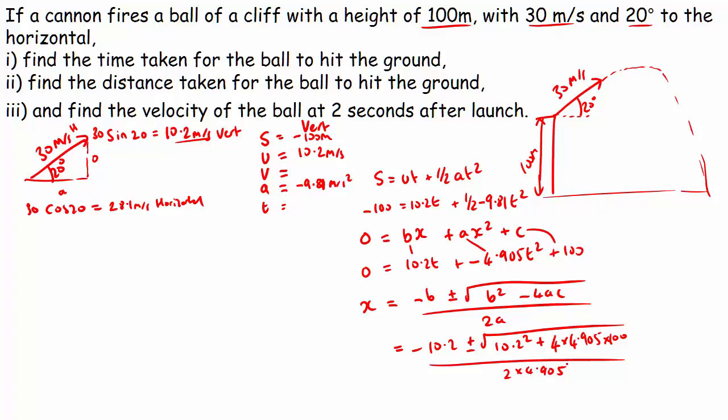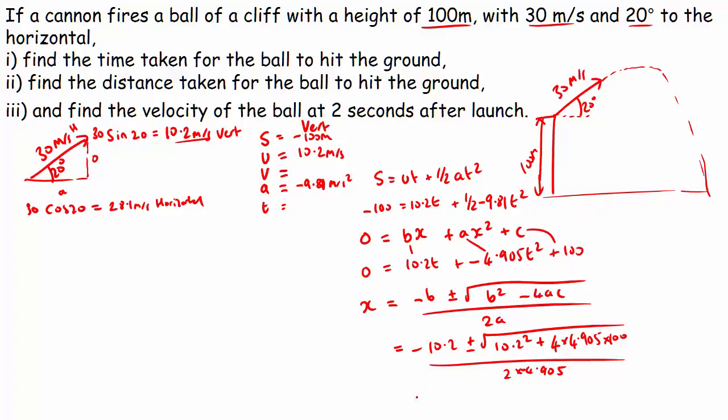Okay, now if I crunch through this and calculate it, I get two values. Okay, nearly made a mistake again here. The 4.905 is actually negative.